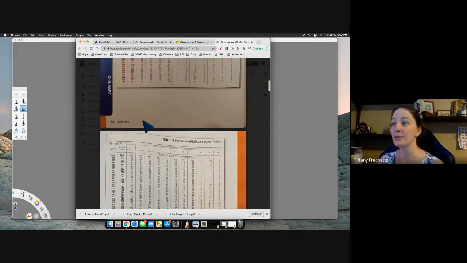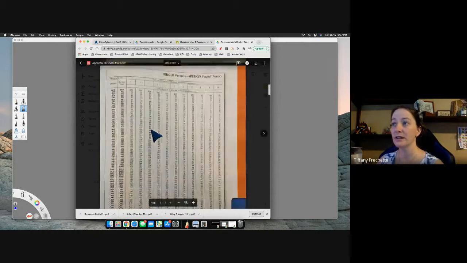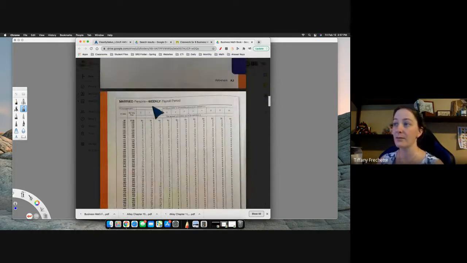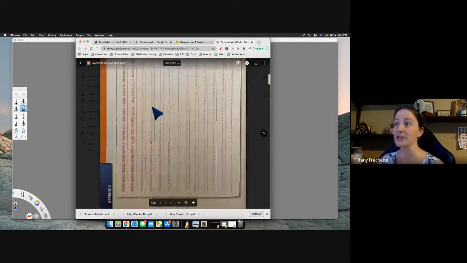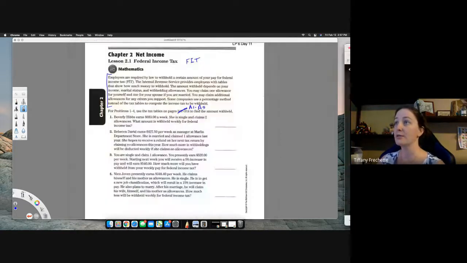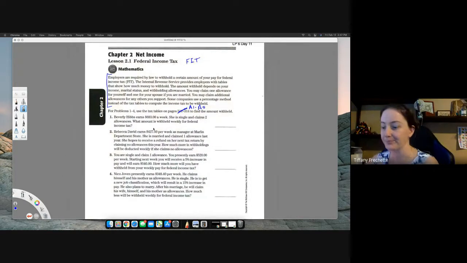But we have 2 pages here for single. And then we have 2 pages for married. So you need to pay attention if they're telling you married or single. That's going to change our calculations here. So I'm going to move this over just for a moment so it's out of our way. And let's read problem number 1.